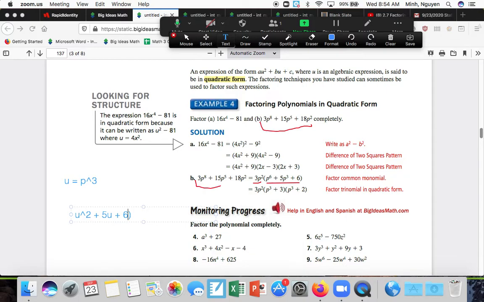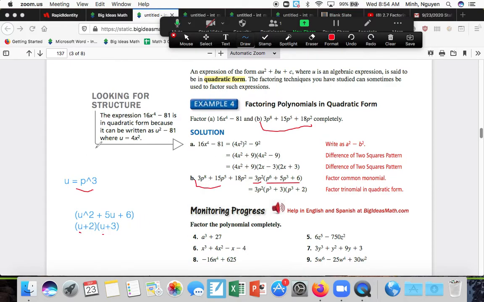And now you should be able to look at this and be like, oh, u squared plus 5u plus 6, that's really easy to factor. Well, it multiplies to 6 and adds up to 5, right? Which is 3 and 2. U plus 2 times u plus 3. And then once you get here, you can go replace u with p cubed. Right? P cubed plus 2, p cubed plus 3.